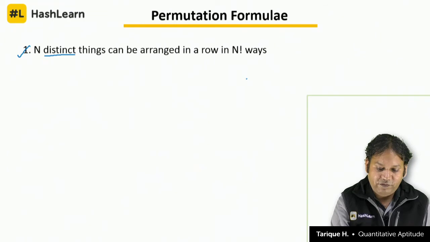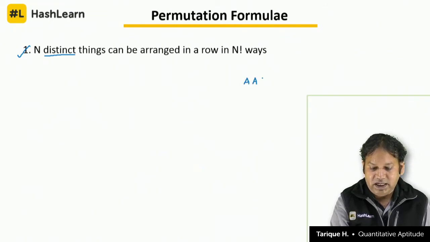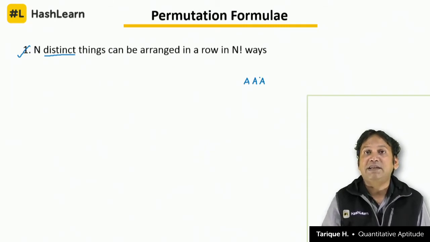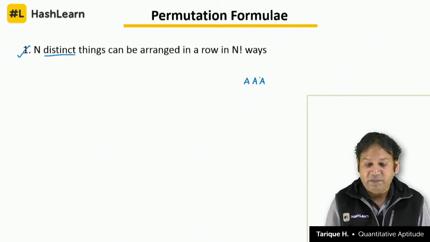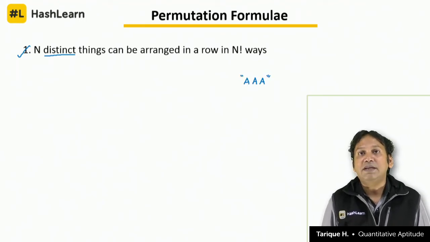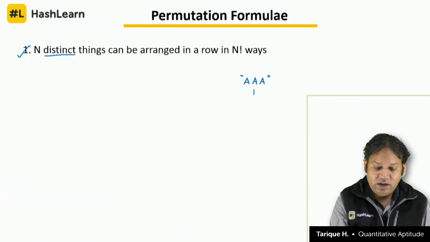For example, let us say if I ask you how many ways you can arrange the letters A, A, and A. Now, all the 3 A's are same. You can keep changing the order for your entire life, but you will keep getting the same A, A, A every time. So, there is no way we can arrange them except in only one way, but if things are distinct, then we have a number of arrangements.